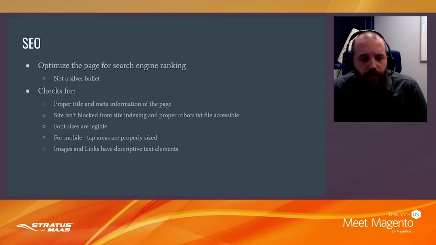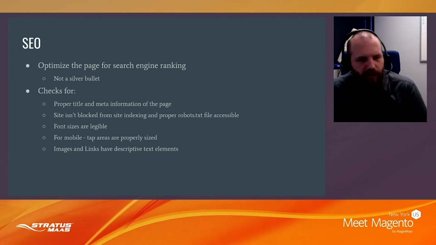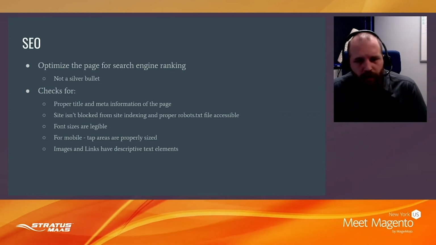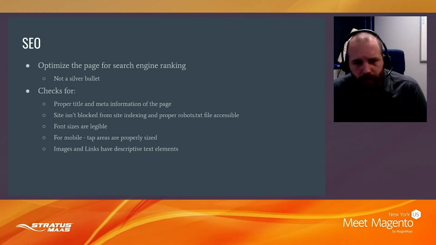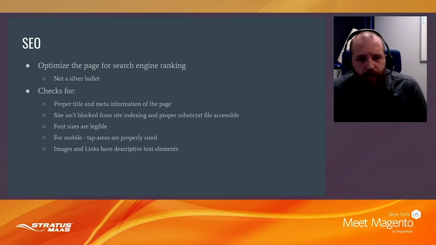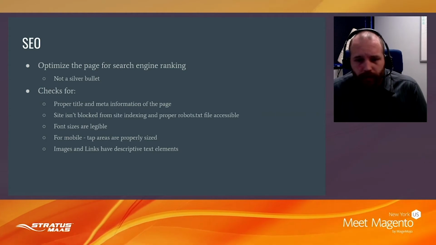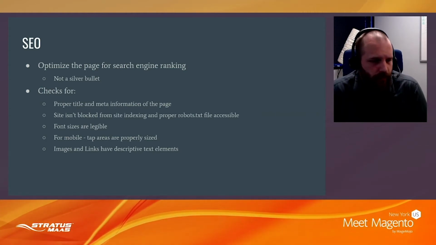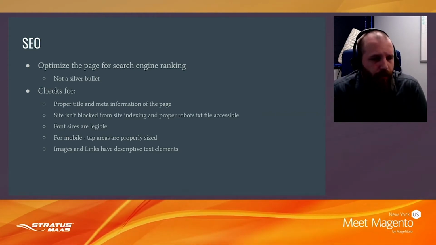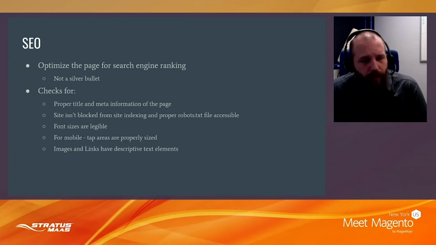These are things like making sure you have proper title and meta information on your pages, that the site is actually able to be indexed, you have nothing blocking that indexing, you have a proper robots.txt file and the file is accessible. Making sure your fonts are a proper size, legible, making sure that the characters are spaced enough, different things to that degree. For mobile, making sure your tap areas are properly sized.